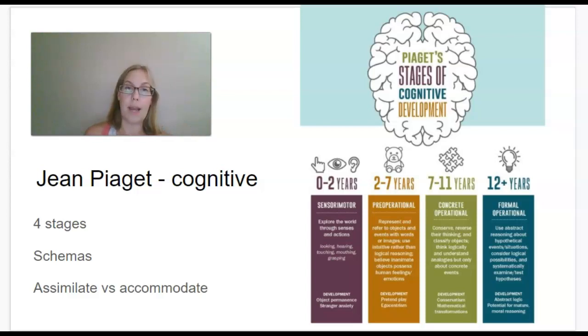7 to 11, we are able to conserve. So we have concrete operations. By conserve, you pass conservation tasks, which is a cool paradigm Piaget developed. We've got a video of that to see. It's really great. Kids understand if you have 2 different glasses and the same amount of liquid, they might look different. It's the same amount, but it's distributed differently based on how that container is. And so that's liquid conservation.